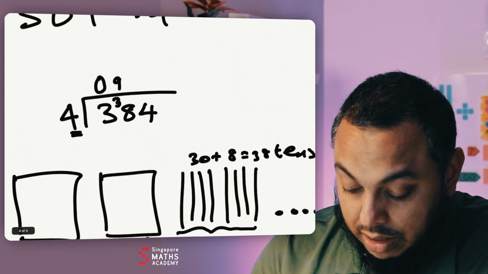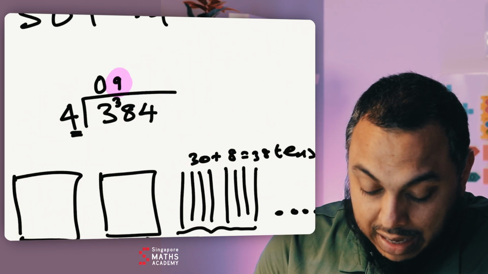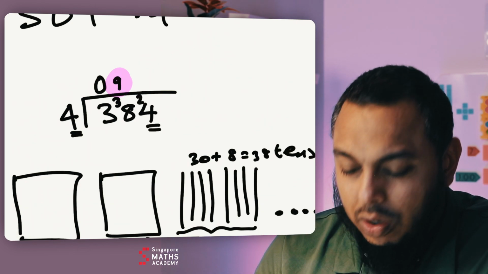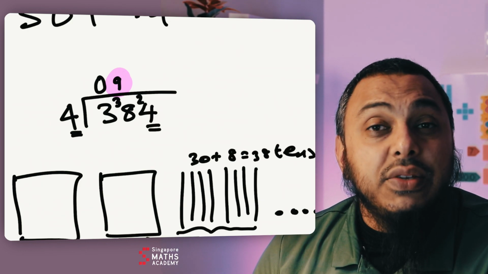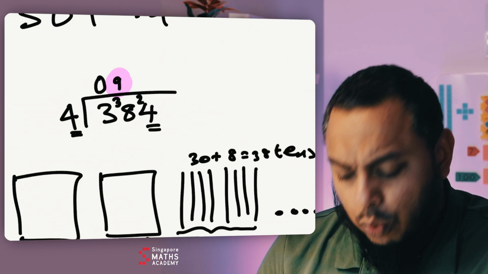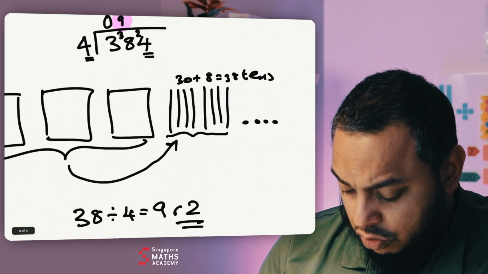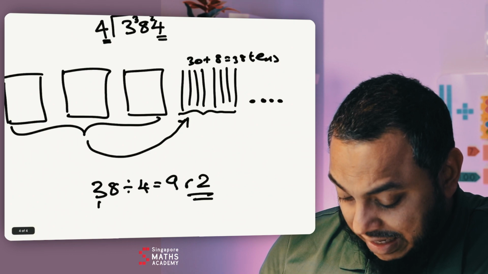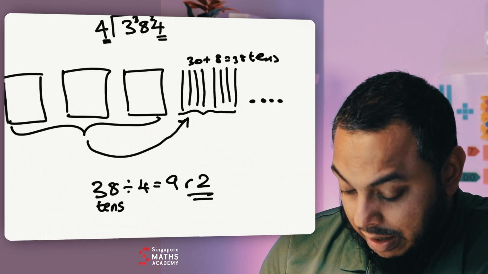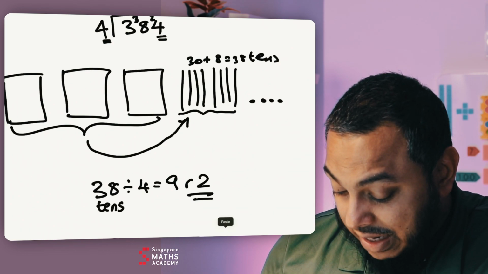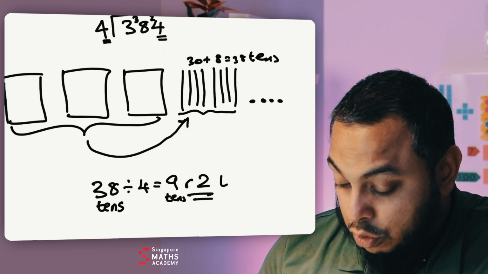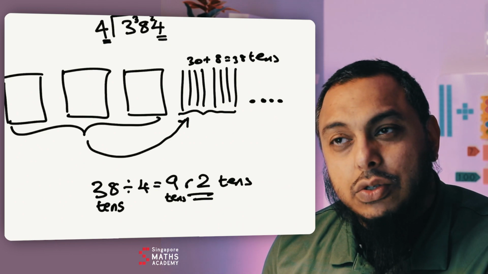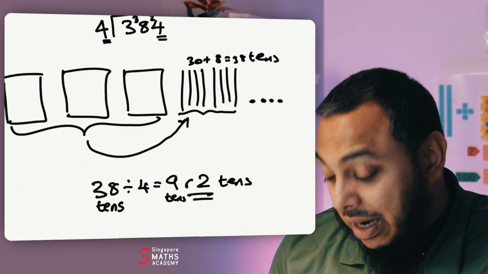That's why I've got the 9 here. And the 2 remaining is going to go here. So now this 4 ones becomes 24 ones. Why? I had what remaining? I had 2 tens remaining, right? This is 38 tens. And so 38 tens divided by 4 is 9 tens with 2 tens remaining. 38 divided by 4 is 9, remainder 2.